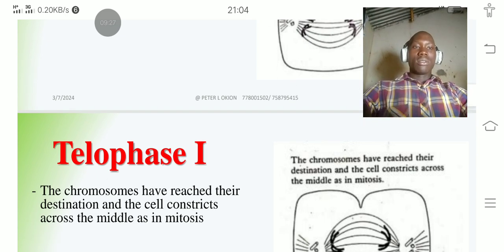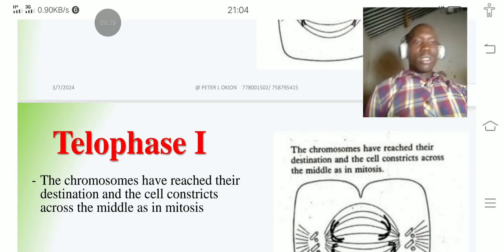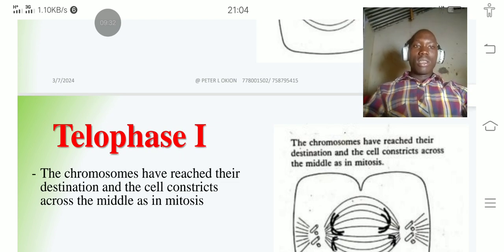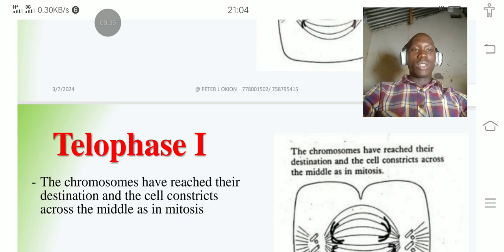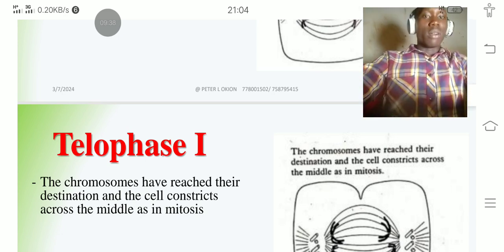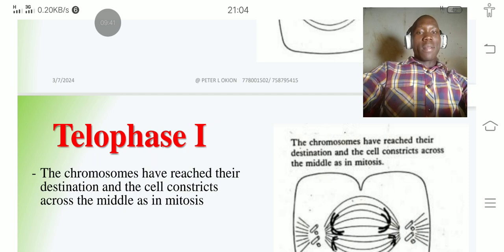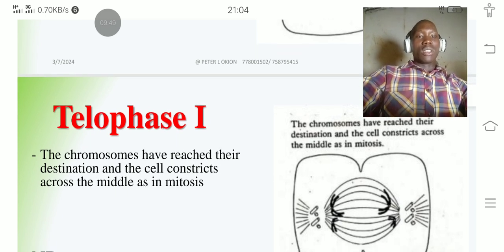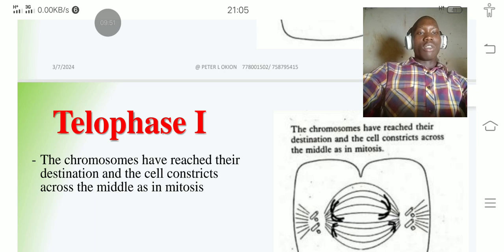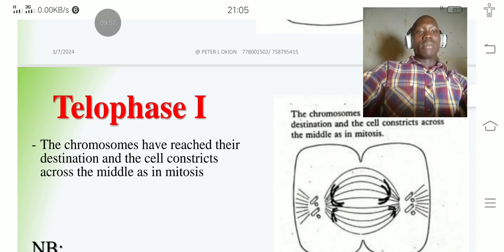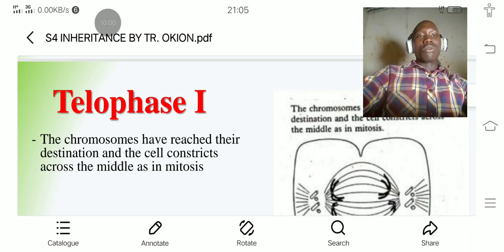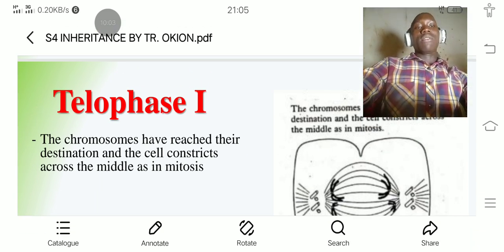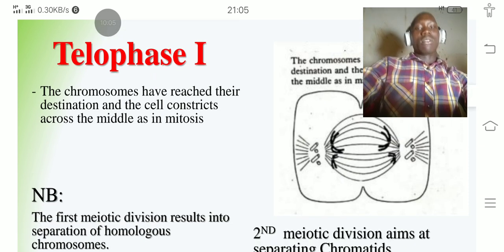In telophase 1 of meiosis, the chromosomes have reached their destination, the opposite poles, and the cell constricts across the middle as in mitosis. It constricts to form a furrow or a cleavage in the middle, as we are seeing in the diagram here.